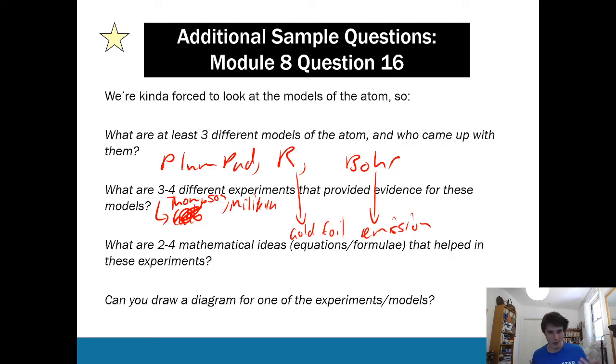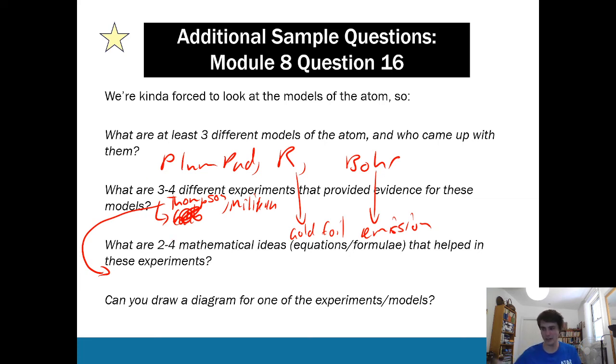So now we need to think, okay, what are some mathematical ideas that helped in both the experiments and in developing the models of the atom? Now, Thomson's experiment, you can literally go through and just do the mathematics, right? So if you don't remember, we might, how are we going for time?